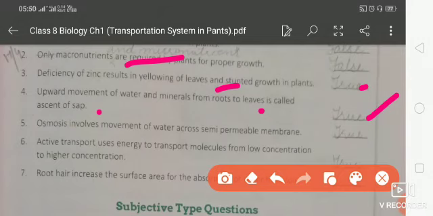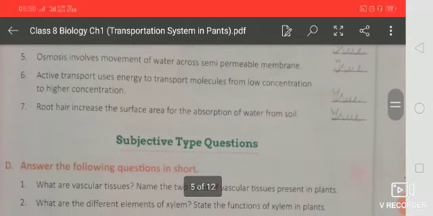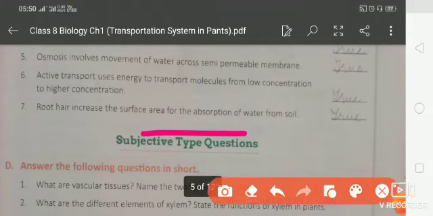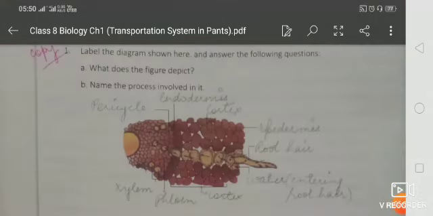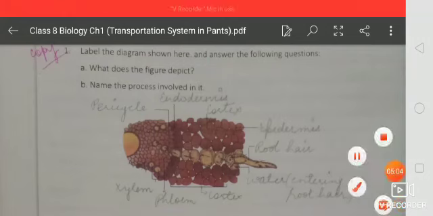Osmosis involves movement of water across semi-permeable membrane. That is true. And active transport uses energy to transport the molecules. It is also true. And root hairs increase the surface area for absorption. This is also true. Students, next one is the label diagram which is shown here.